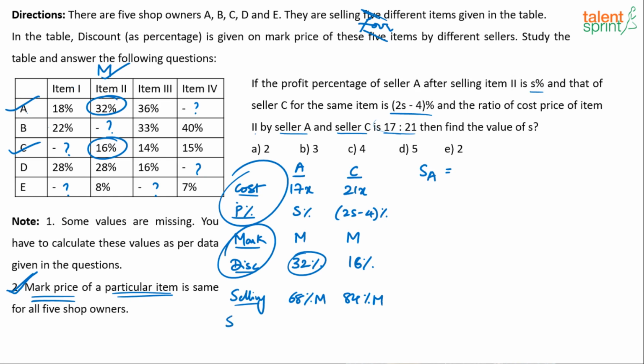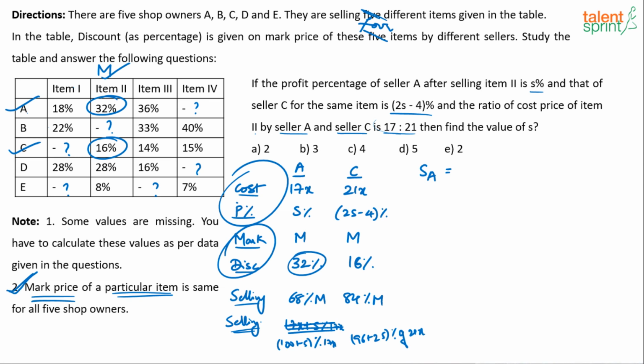But the same selling price for the item by seller A can also be considered using cost price and profit. Selling price can be taken as 17x plus S percentage of 17x, or maybe we can say 100 plus S percentage of 17x. Likewise, here the selling price can be taken as 100 plus 2S minus 4, so 96 plus 2S percentage of 21x.